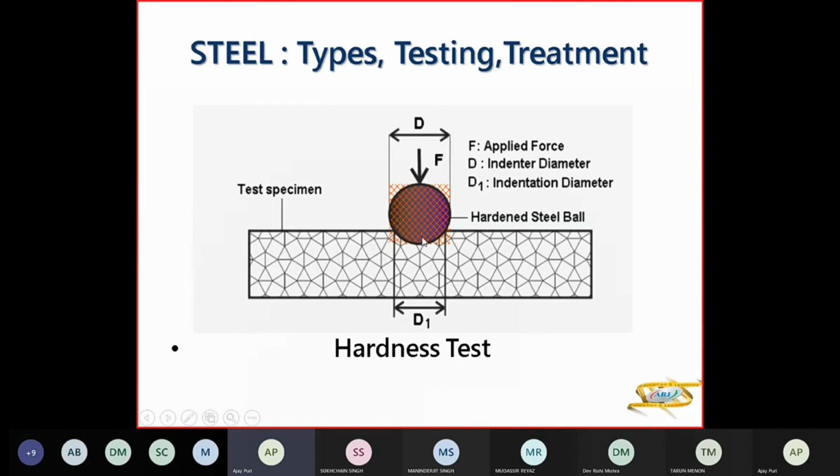So the diameter of indentation is D1 here. If D1 is less than D, that means the material is very hard. If D1 is more than D, that means the material is soft.